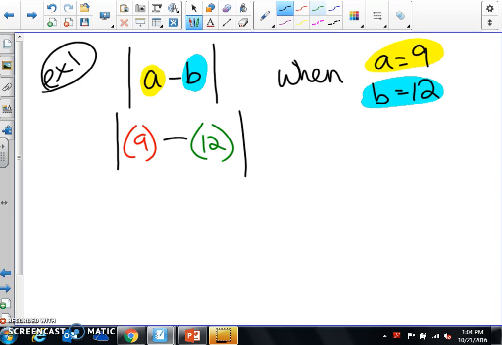Absolute value. Okay, so you have to go within the absolute value first. So 9 minus 12. Opposite signs, I subtract. So 12 minus 9 is 3. I take the sign of the larger number, which is 12, so it's negative. Bring down your absolute value. The absolute value of negative 3 is 3.